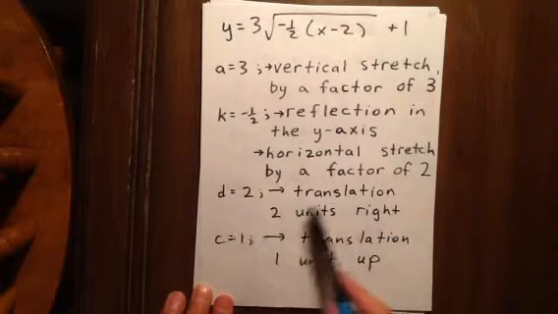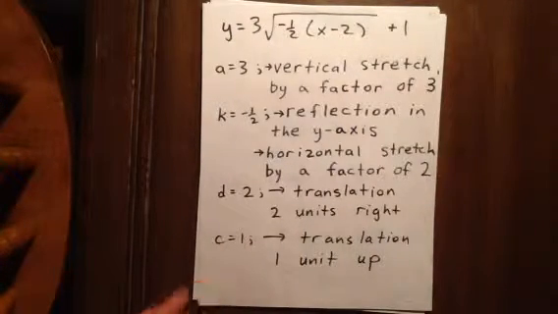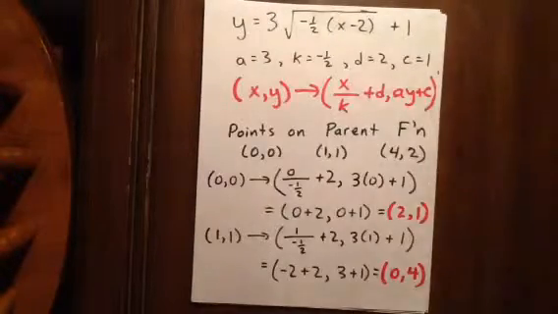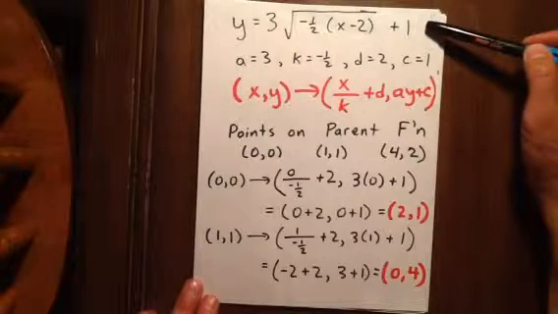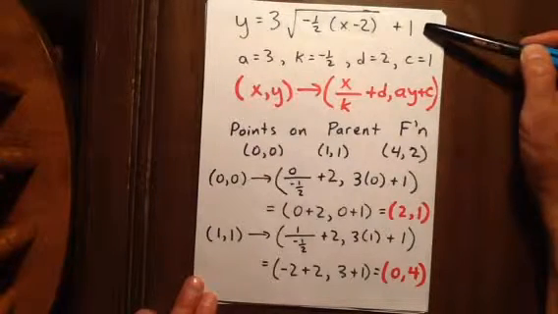Our d value is 2, that means we have a translation 2 units right. And our c value is 1, so we have a translation 1 unit up. Okay? So those are the verbal statements of transformations. Let's see if we can find some points and graph it.